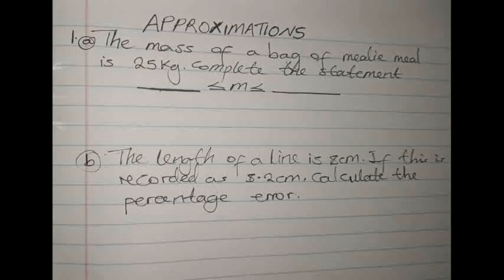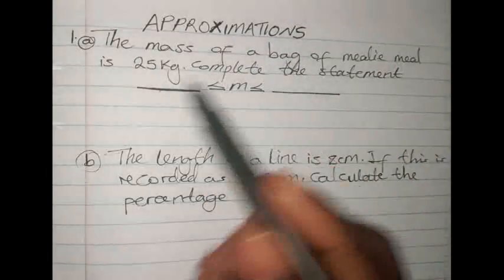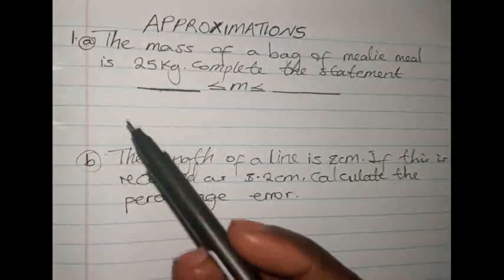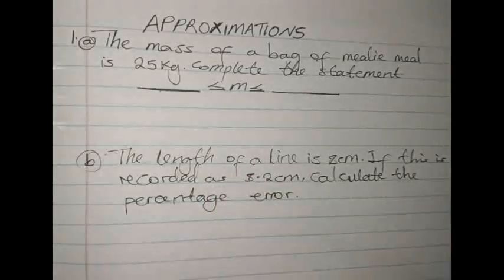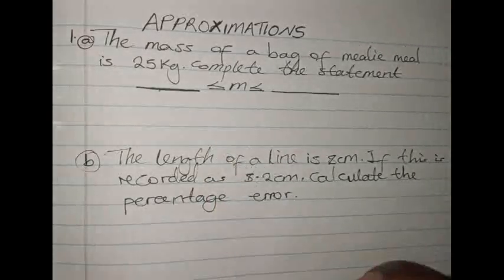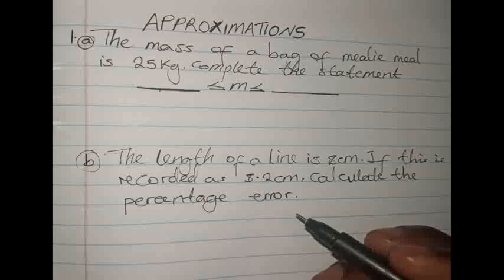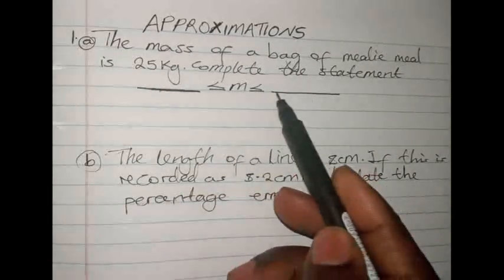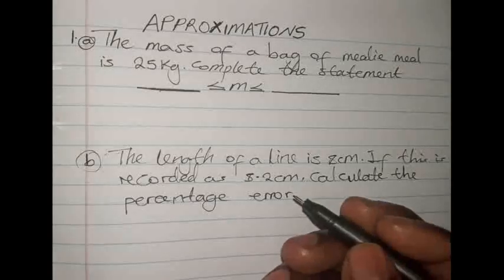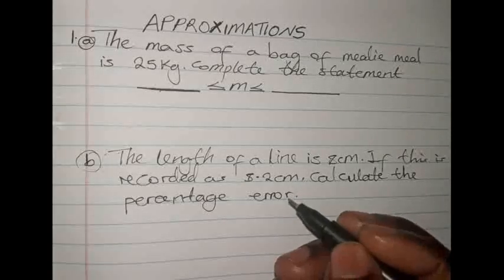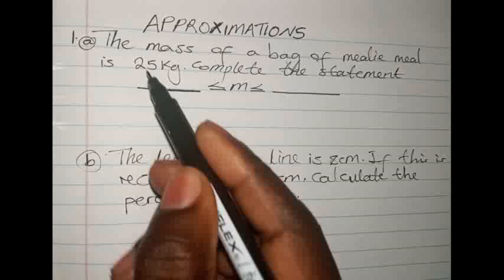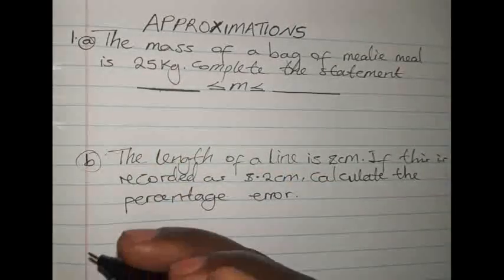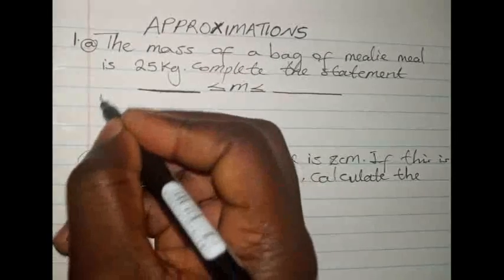Hi, in this video we are going to look at approximations. Question 1a reads, the mass of a bag of meal is 25 kg. Complete the statement. This side we need to have our lower limit, this side we need to have our upper limit. Now before we even do that, we need to find the absolute error for 25 kg.